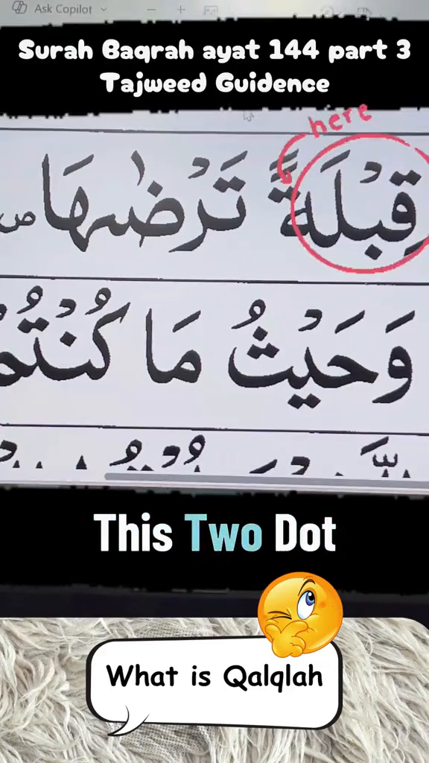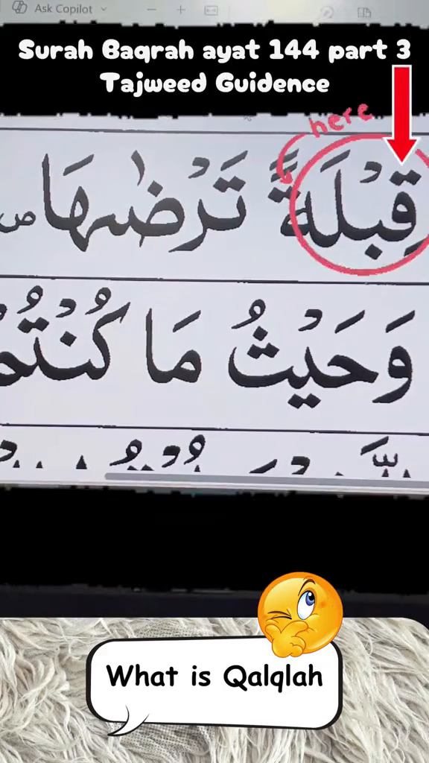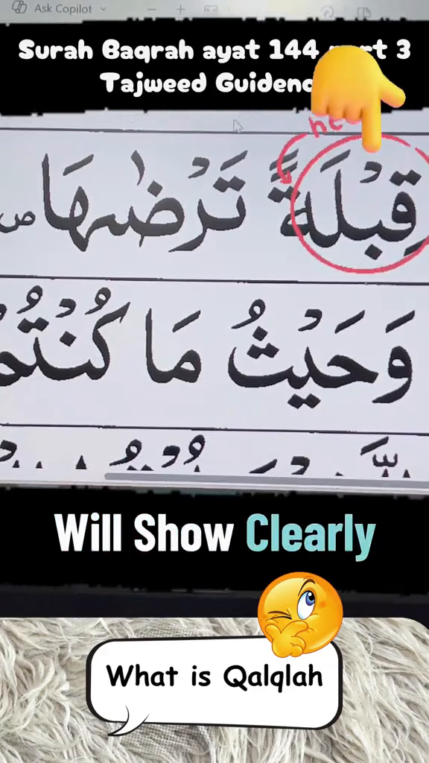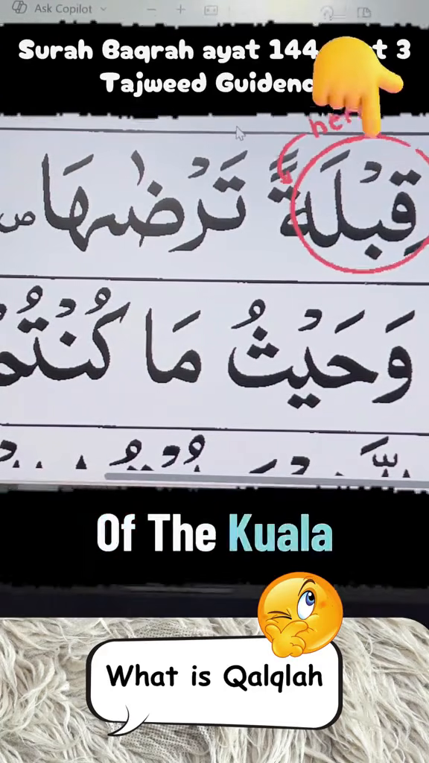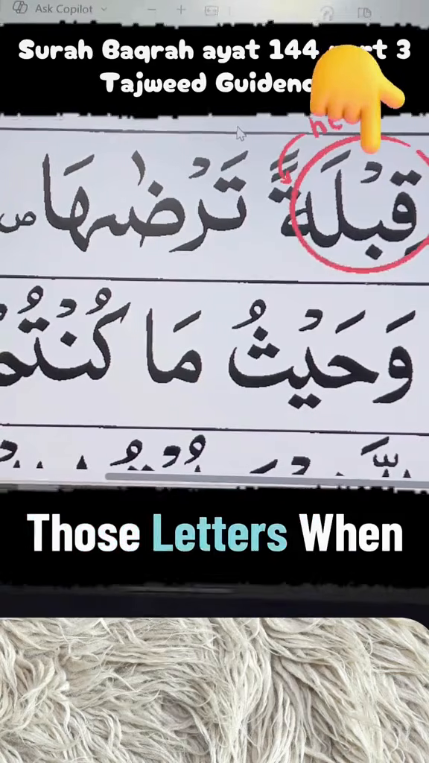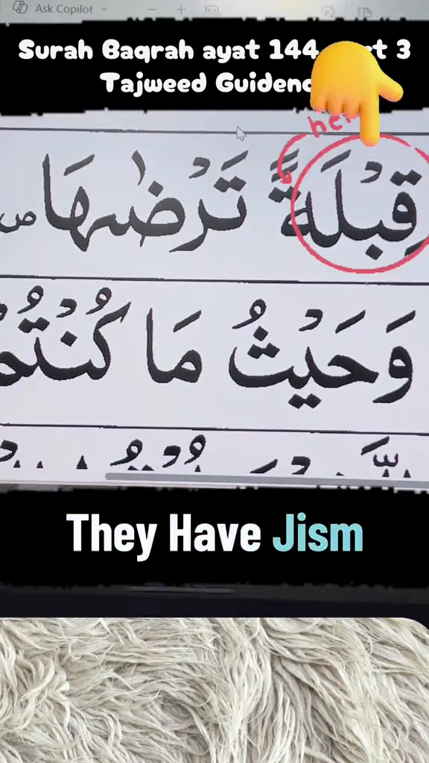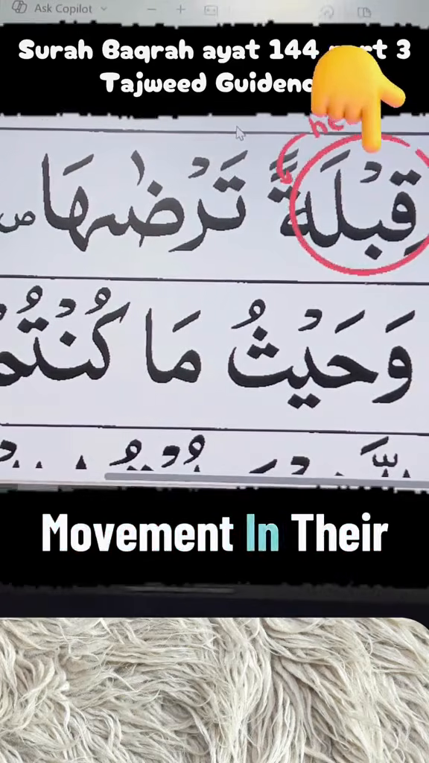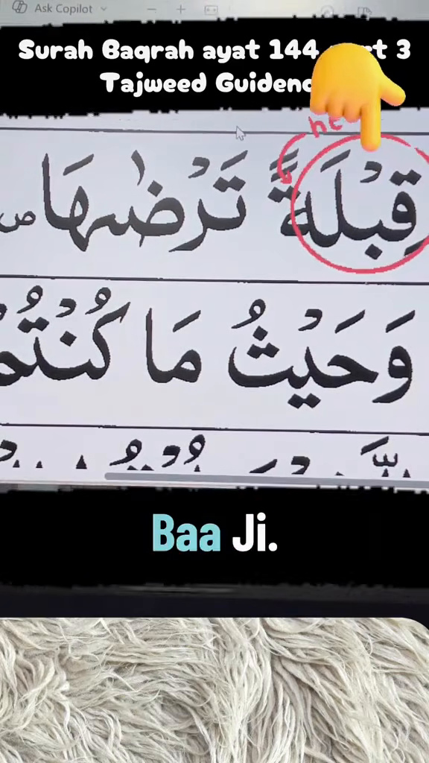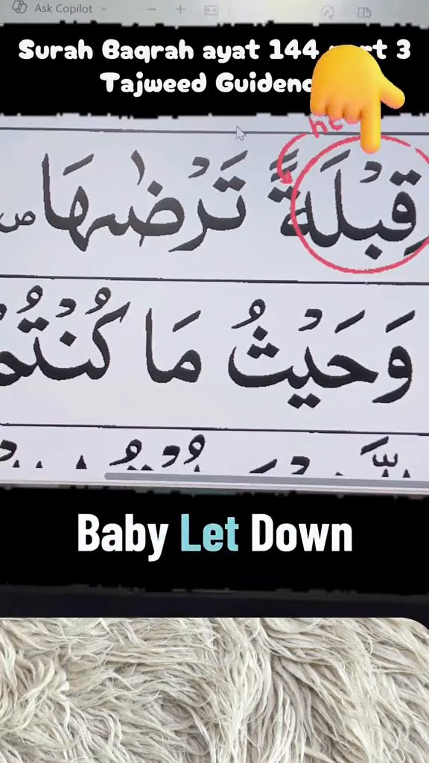You always read this two dot cough with a thick voice. Qib. So ba we will show clearly movement. This is one of the kalkala letters. Kalkala letters are those letters when they are sakin, it means when they have jazm sign on them. You clearly show movement in their voices: Qaf, twa, ba, jim and dal.